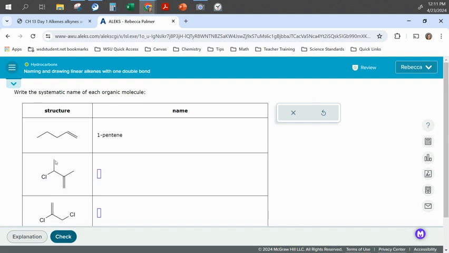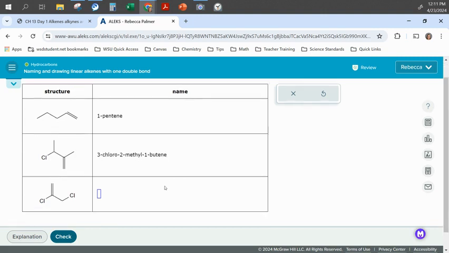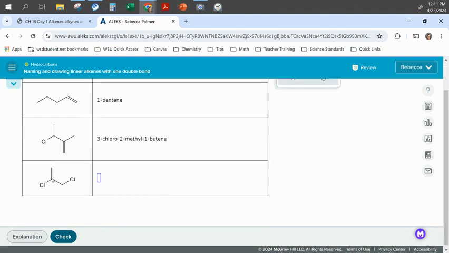1, 2, 3, 4. The fluoro is at the 3 position. The methyl is at the 2 position. So we're going to say 3-fluoro. Make sure you alphabetize the prefixes. 3-fluoro-2-methyl-1-butene. 1, 2, 3, 4. 3-fluoro, 2-methyl, 1-butene.